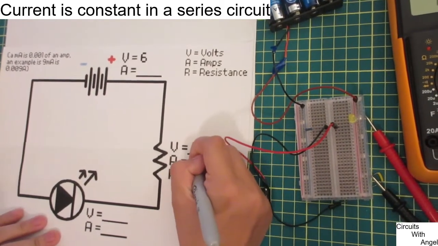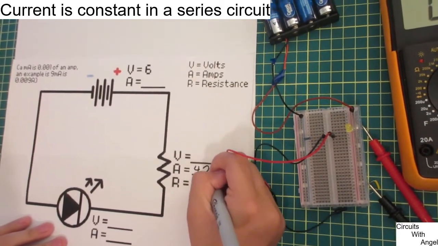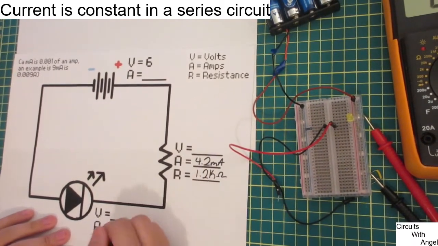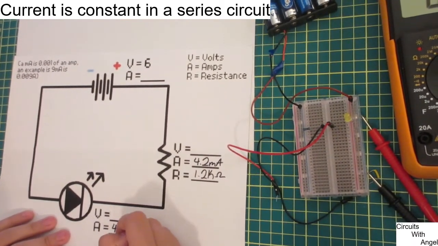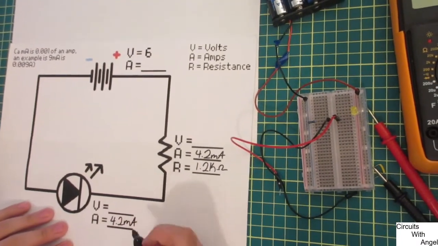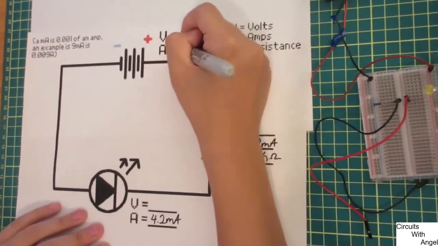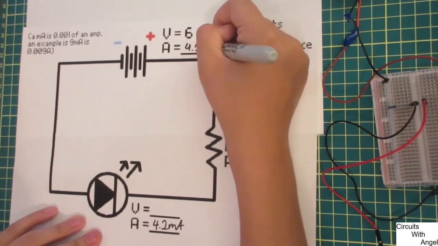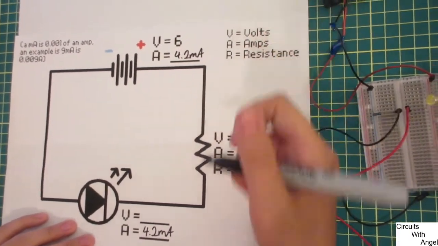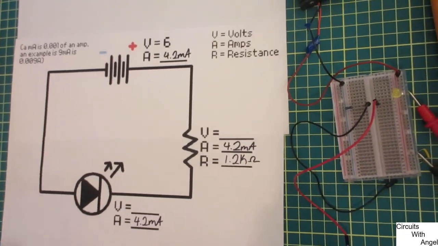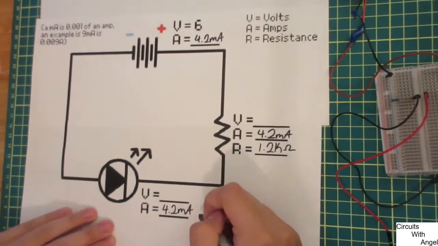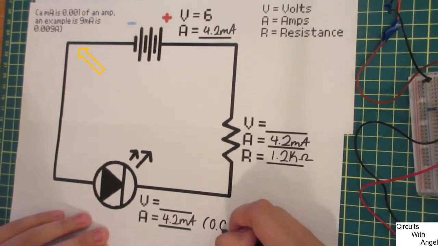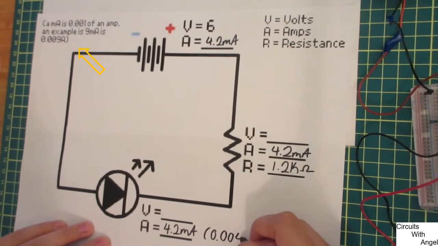Now it's time to write down amps. Now remember, amps are constant in all parts of a series circuit. So we're just going to write down 4.2 milliamps in every amps section. And if you can't read what my sheet says in the top left corner, it says a milliamp is 0.001 of an amp. An example is 9 milliamps is 0.009 amps.